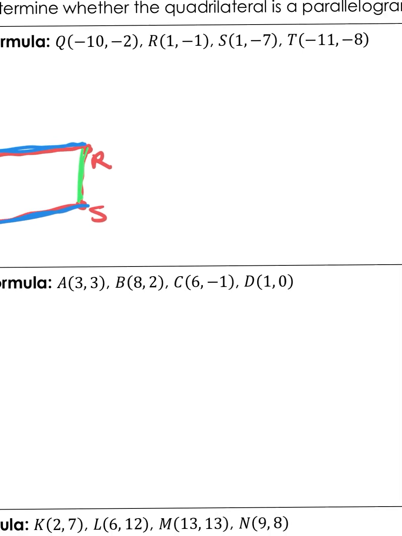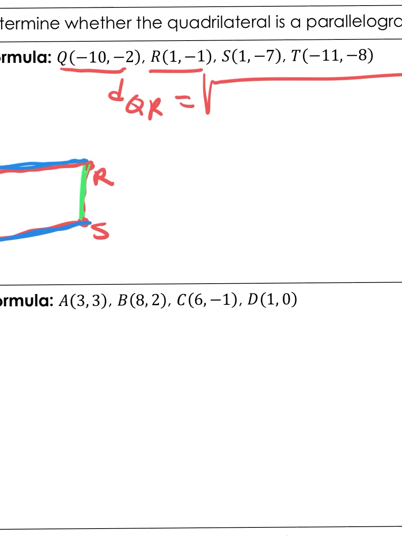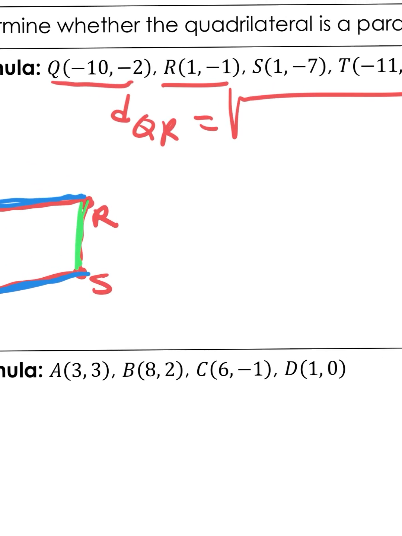So let's just do the math. So we're going to use distance formula. The first one we're going to do is going to be QR. So the distance between Q and R is this. The square root, I'm using these data points right here, Q and R. So it's going to be the square root of -10 minus 1 squared plus, okay, so I got -10 from right here. Let me just grab my pointer. Where's that thing?